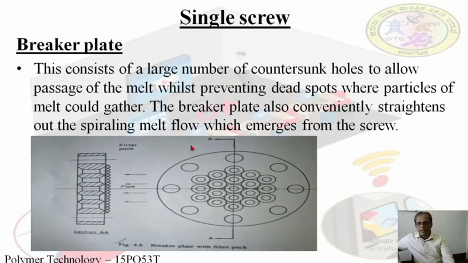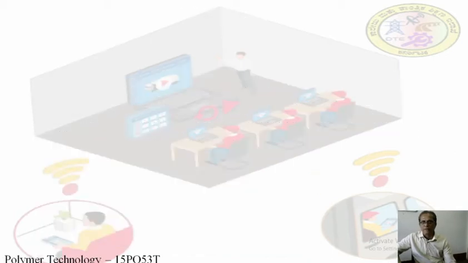This is the diagram of the breaker plate. This is the cut section. Cut section is shown here. Looking from the front, a number of holes are drilled like this at equal distances, and wire mesh is also placed of the same size. 2 plies, 3 plies we can place so that proper filtering of the foreign material also takes place.